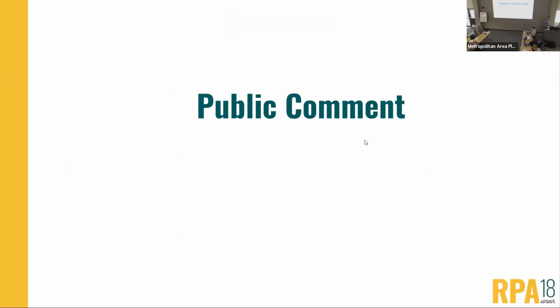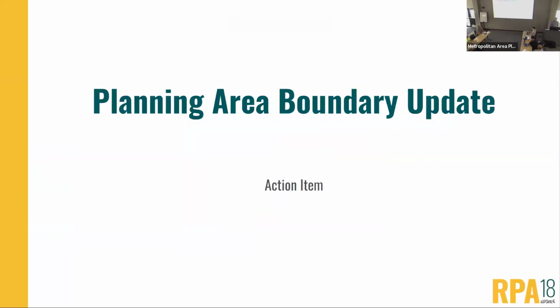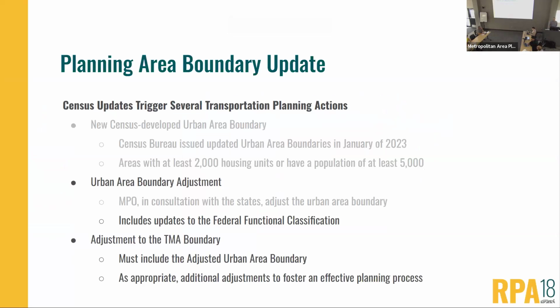Good morning. Jim Warner, I'm going to give you an update quickly on the planning area boundary. Earlier this year, I came in contact with you about changes to planning that came out of the 2020 census. We've updated and adjusted our urban area boundary that came from the census, and really what follows next is an update to the TMA boundary for our Metropolitan Planning Organization for MAPA, and the corresponding boundary for RPA-18.